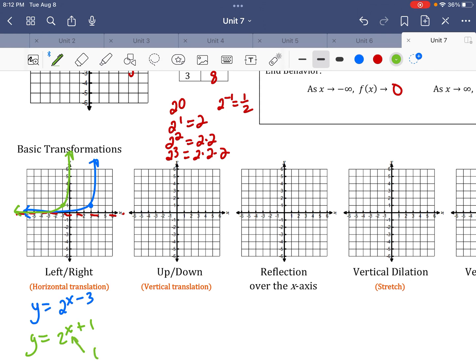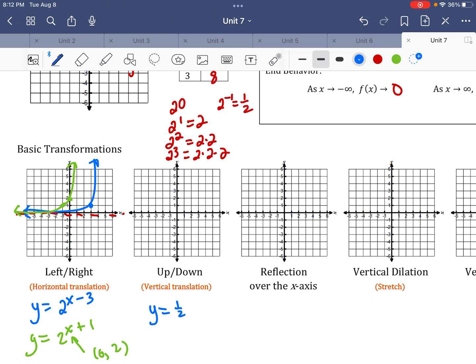And of course, if you wanted to find your y-intercept, you can always plug in 0 for x, so that would be 0. And 2 to the 0 is 1. 1 plus 1 is 2. So I should have drawn this. Let me fix this up a little bit. 0, 2. So I should have crossed right here and gone across there. Okay. All right.